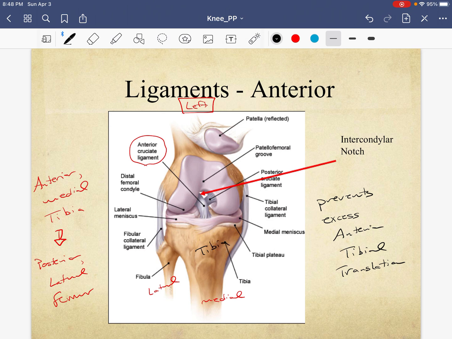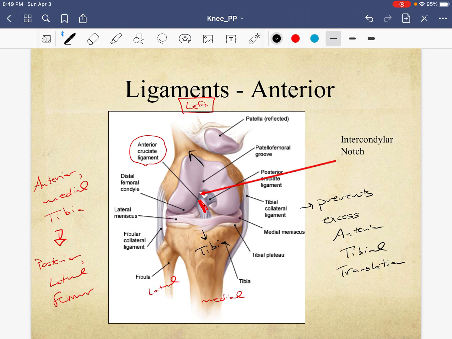Imagine this tibia moving right at you. If the tibia moves anterior, which means the femur would, relative to it, move posterior, right? If this moves anterior, that moves back. That's going to pull this tight. Well, if you pull the tibia too far anteriorly, it could stretch that ACL so much that it could tear. This is going to withstand quite a lot of force, the anterior cruciate ligament. Prevents excessive anterior tibial translation. It also prevents hyperextension.